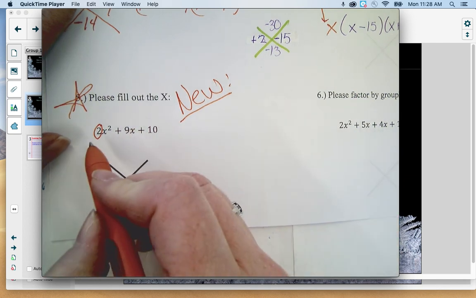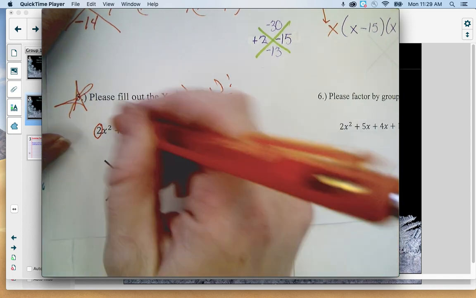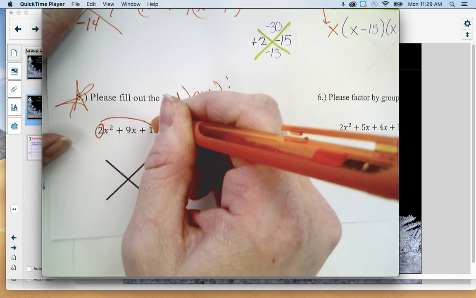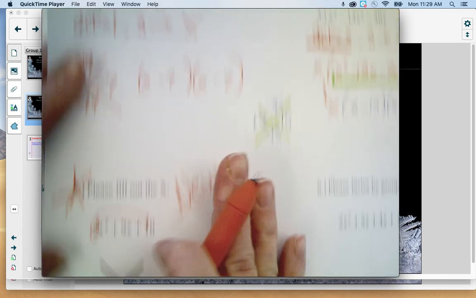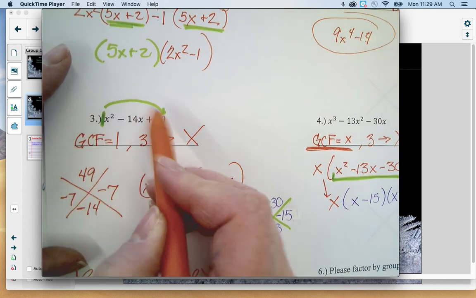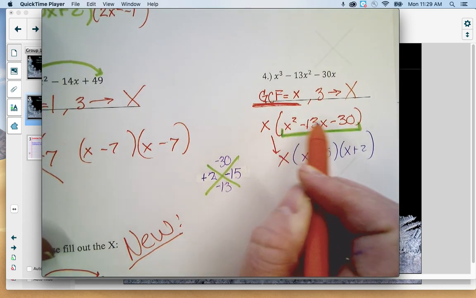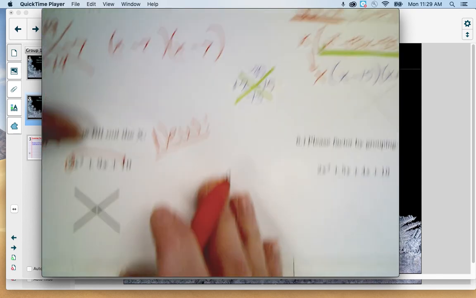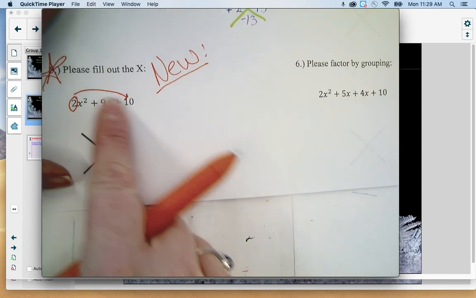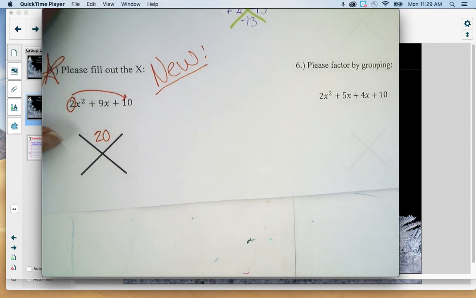So what do I have to do with that 2? Up until now, we've only seen a 1 there. What do you have to do with that 2? Good. 2 times 10. So remember, the whole idea was to multiply your A value. Remember how we drew this arc? It's been 1 times 49. 1 times negative 30. Now, it's 2 times 10. 20 going on top. That's why I've been emphasizing, draw that arc.